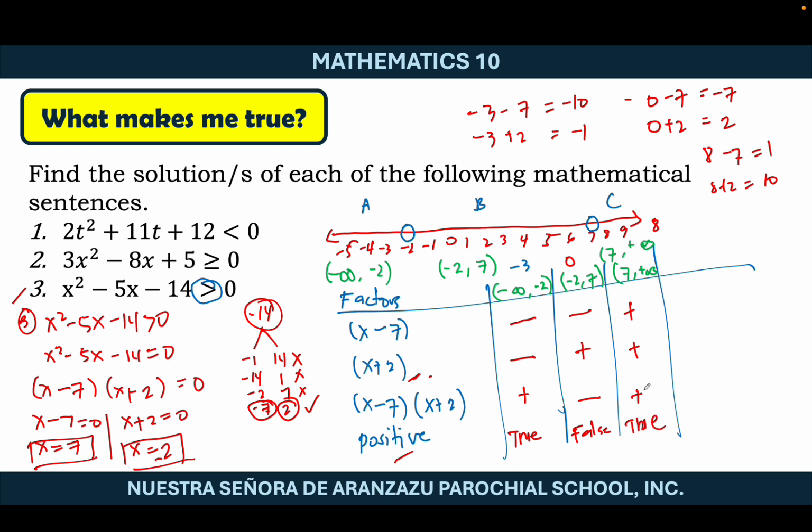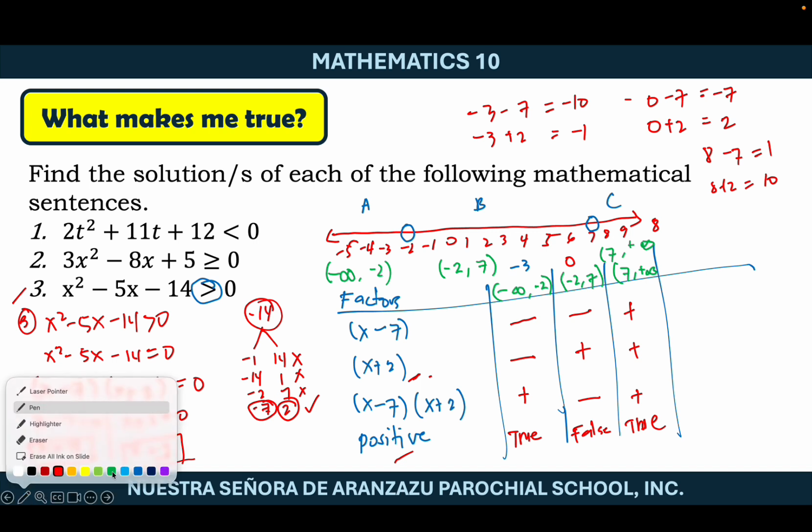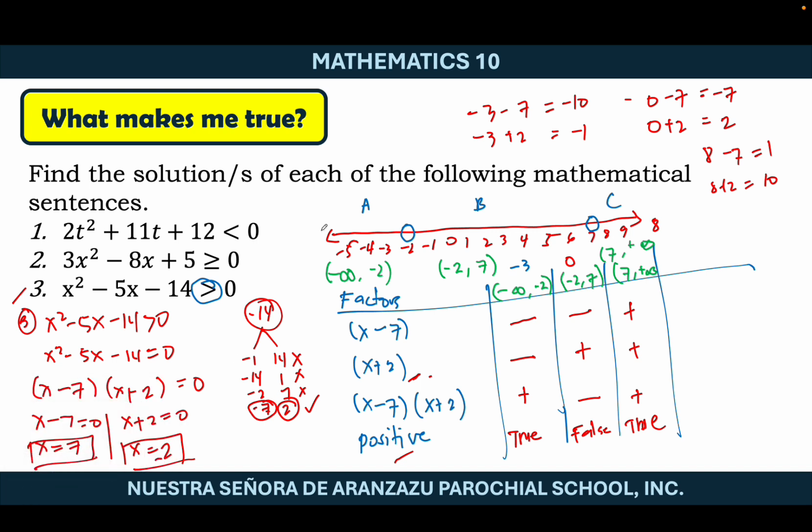So, now, ano ngayon yung sheshidan natin? Ang sheshidan lang natin sa ating number line is yung merong true. So, ibig sabihin, ito yon, on the right side and on the left side. Then, ano yung mga solution set natin?